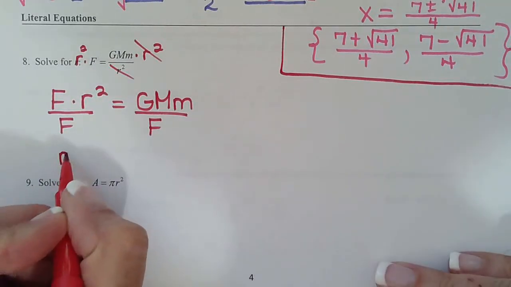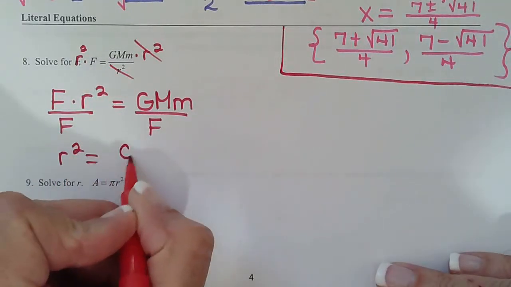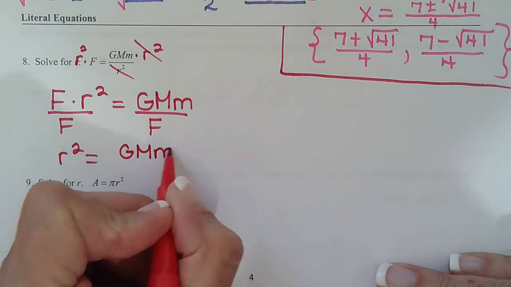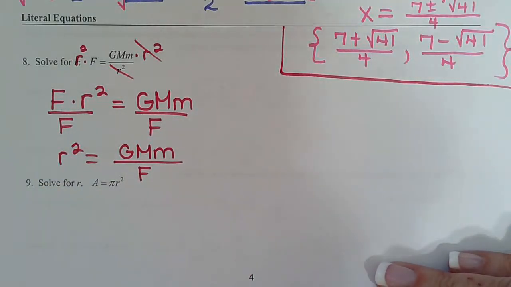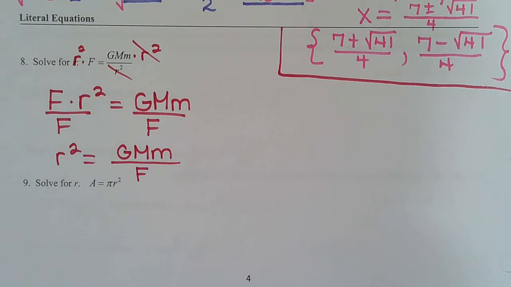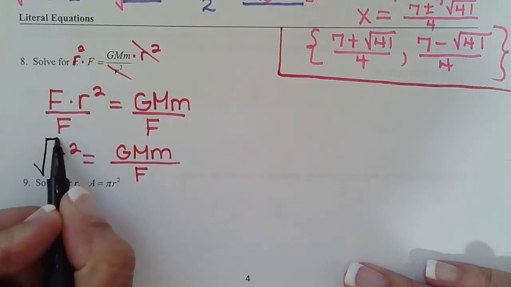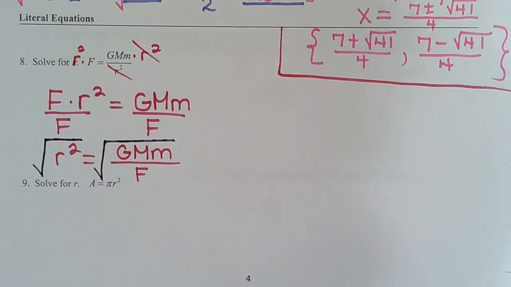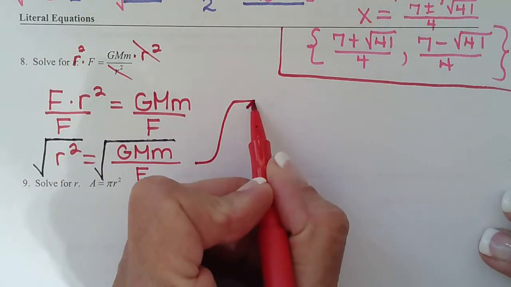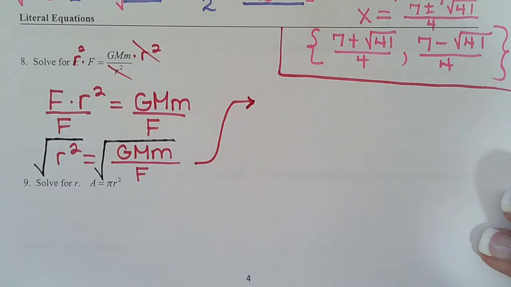So then I get r squared equals G uppercase M lowercase m over f. So getting closer. Still don't have r alone. I want to know what r is, not r squared. So we learned on the first page of this section, when you want to undo a squared, you square root it. And I do need my plus or minus still, just like I always do.